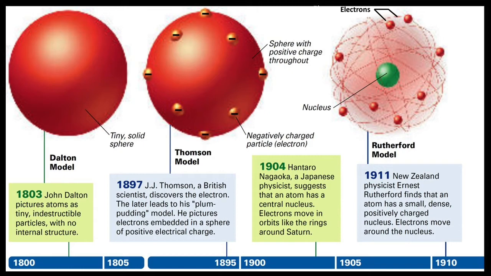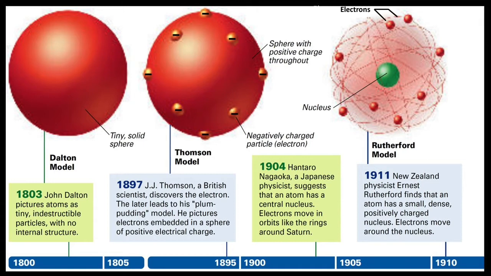Thomson, a British scientist, discovers the electron. The latter leads to his plum pudding model. He pictures electrons embedded in a sphere of positive electrical charge. So the sphere, the atom, is electrically charged. It's a positive charge. It's interesting.